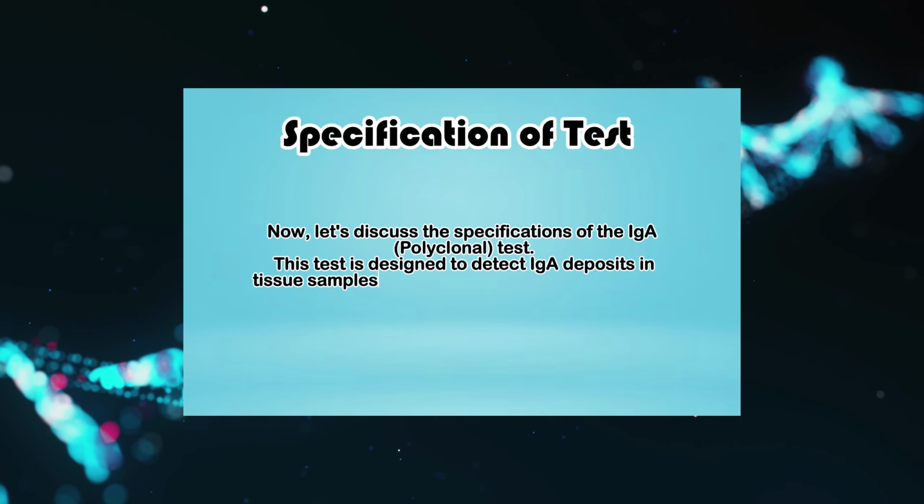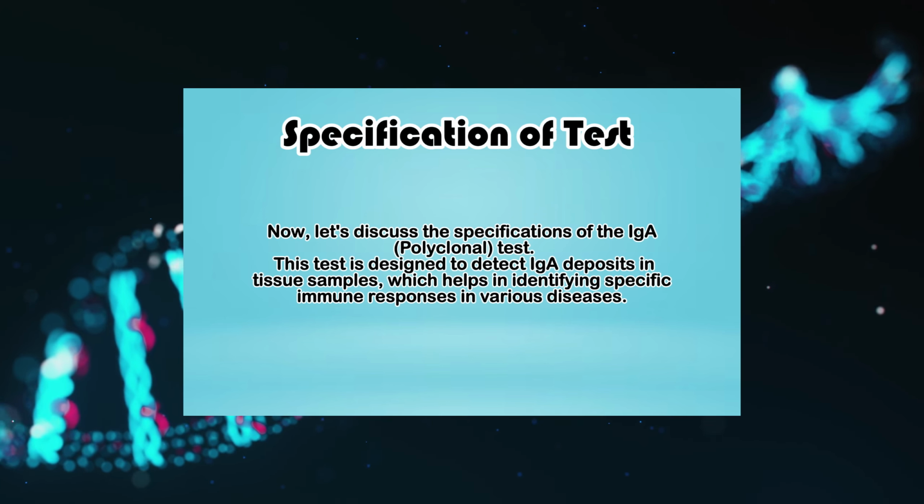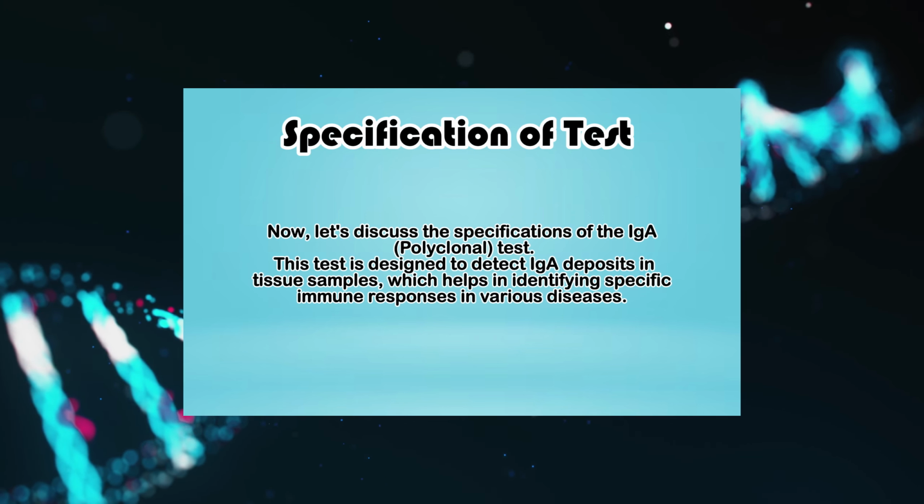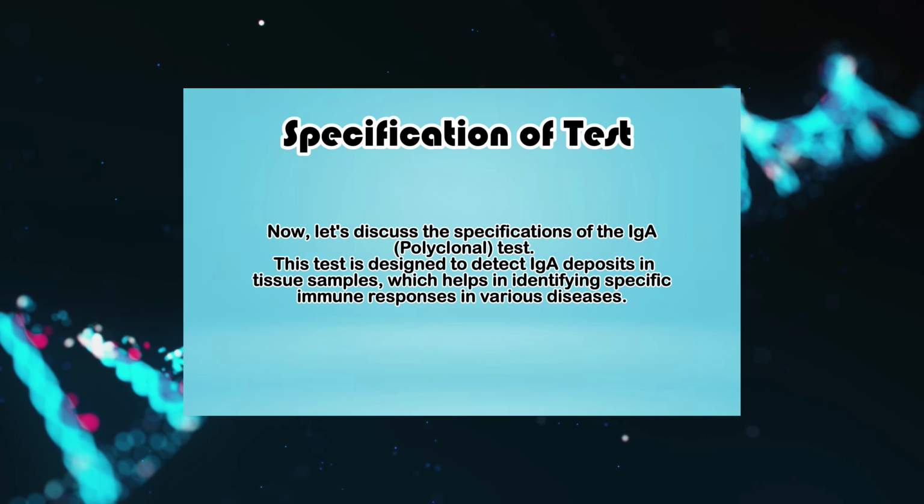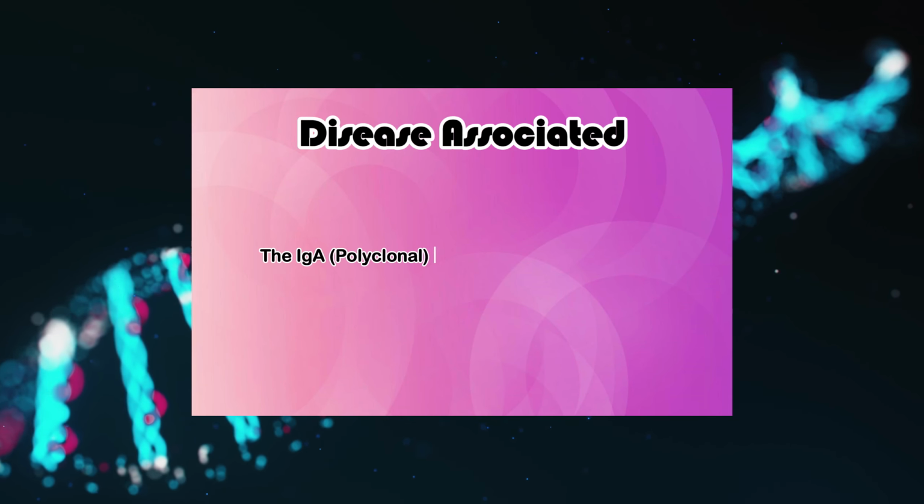Specification of the IgA polyclonal test. Now let's discuss the specifications of the IgA polyclonal test. This test is designed to detect IgA deposits in tissue samples, which helps in identifying specific immune responses in various diseases.